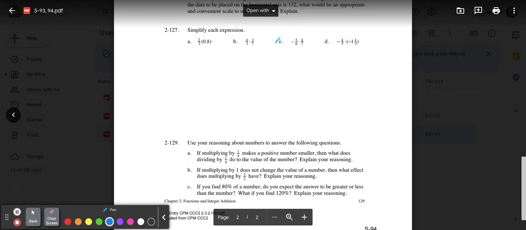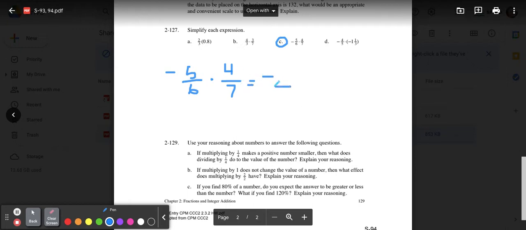Okay, so for problem C, the next problem, I'm going to do the same thing, tops times tops, bottoms times bottoms. The difference with this is that I have a negative. So I have -5/6 times +4/7. So when multiplying this, I know a negative times a positive is going to give me a negative.